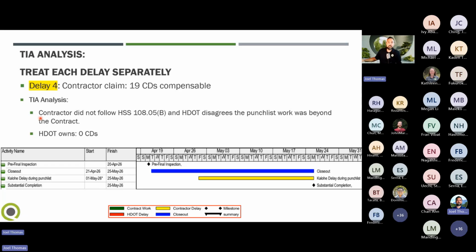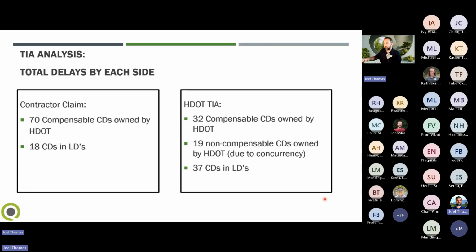So in the end, we just denied merit on that, and we're saying there's no calendar days that we're giving them for this delay period. So when I do my side-by-side analysis, the contractor was claiming 70. By admission without notification, they were on the hook for 18 days in LDs because they were claiming 70 and we were 88 days over. So that's the delta. After our analysis, we ended up going, okay, we're going to give 32 compensable calendar days, 19 non-compensable calendar days, and then 37 calendar days in LDs.